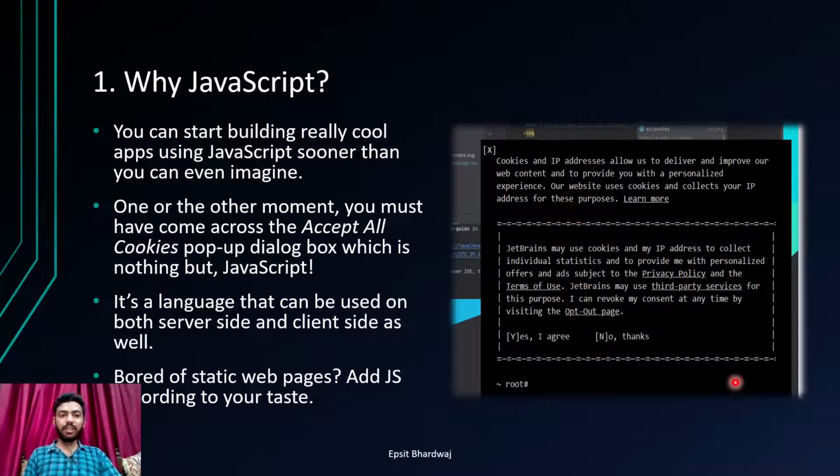Let's take an instance that one or the other moment you must have come across a similar looking thing. What is this? A cookie accept dialog box. Whenever we open a new website, we all come across something like this, which asks, yeah, accept all cookies or no, I don't accept cookies. Well, this is nothing but JavaScript. Any pop-up dialog box that comes over any website is made from JavaScript. Also, JavaScript is a language that can be used on both server side and client side, which means that it migrates between the front end and the back end, both.